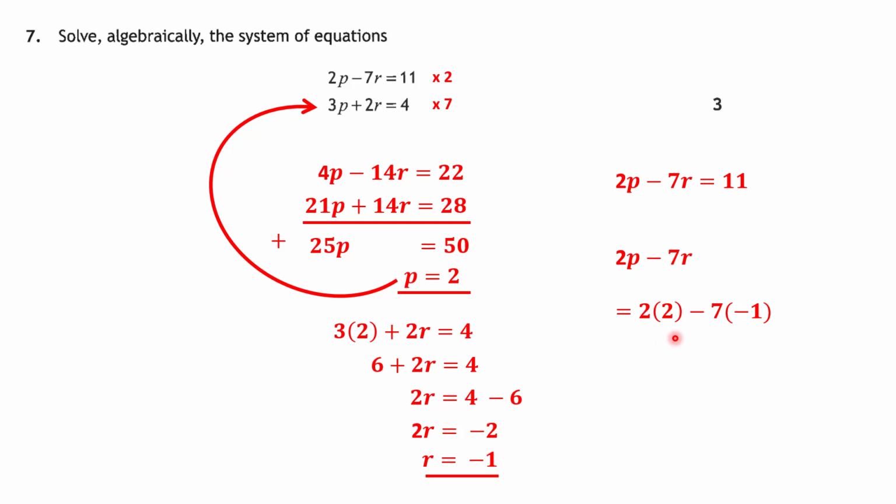Well, 2 times 2 is 4. A negative 7 times negative 1 is a positive number. It's going to be positive 7. And 4 and 7 is 11. And there you go. That's the answer. And that's a quick check. You should always do that if you can.